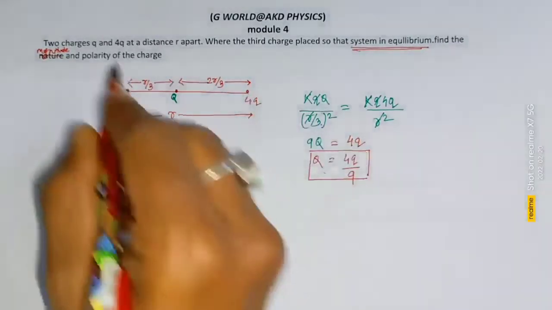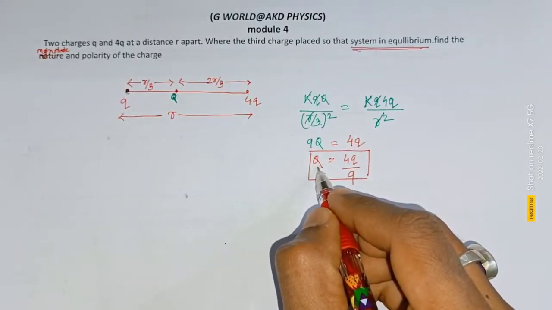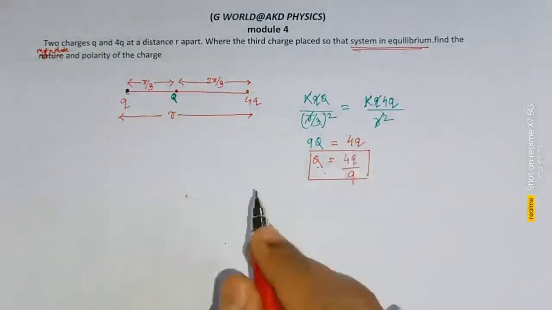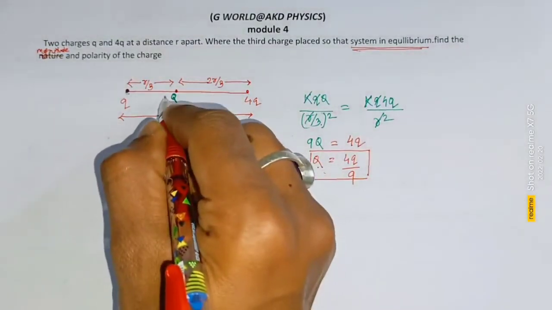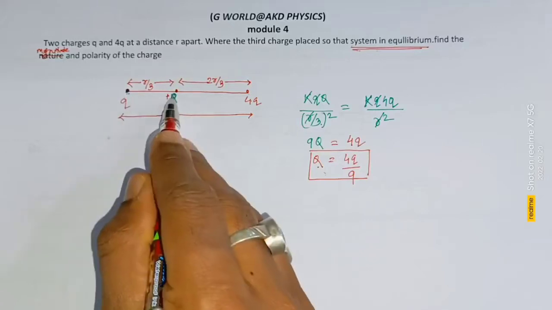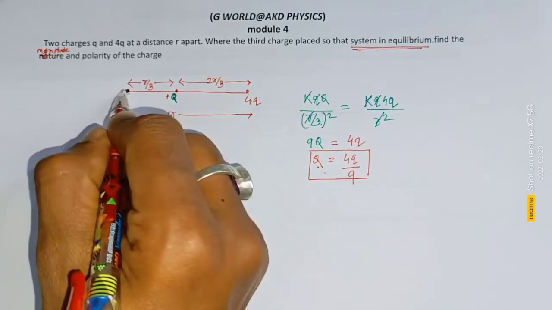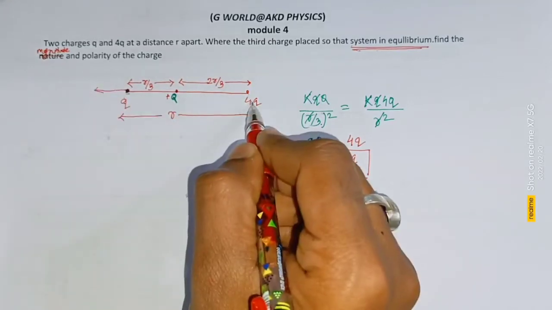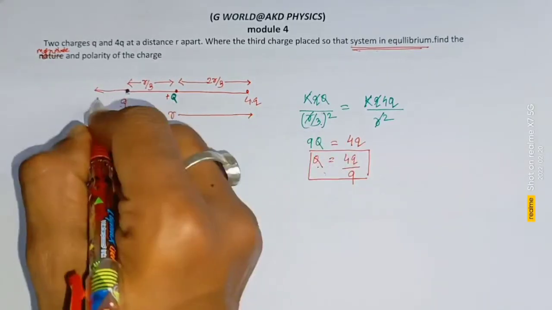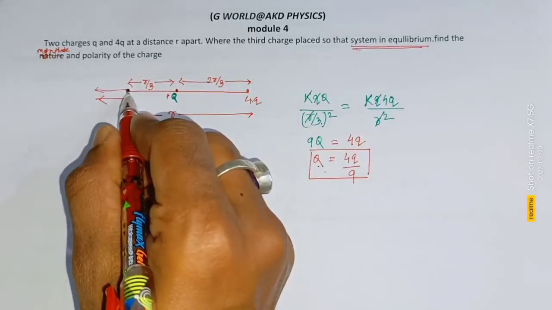Now we'll think about the polarity of this charge. Either this charge is positive or negative. We will look into it. Carefully observe. First I will consider if this is positive. What will happen? Positive, attract or repel? It will be like this. Positive, attract or repel like this. It means this charge is not in equilibrium.